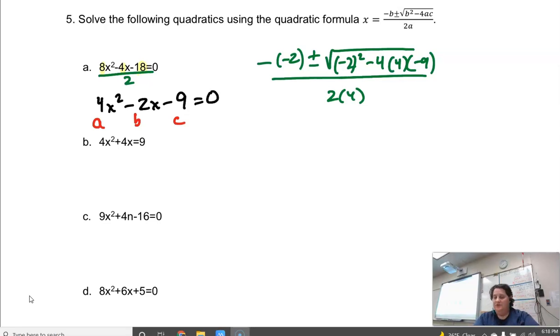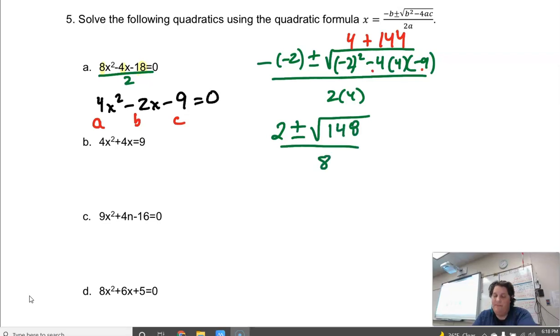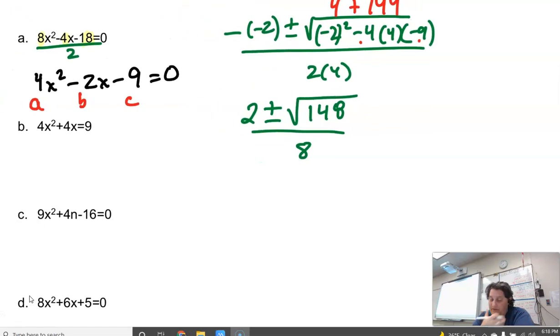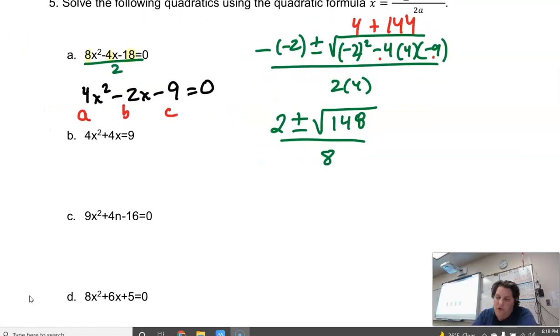So first of all, negative negative 2 is 2. When I go to see what's inside the square root, negative 2 squared is 4, minus a negative is plus, and then I'm going to go 4 times 9. And 4 plus 144 is 148. Okay? Now, I need to ask myself, is 148 a perfect square? Which it's not, okay? Is it a prime number, or can I try to break it down?